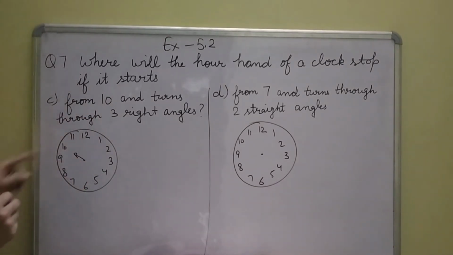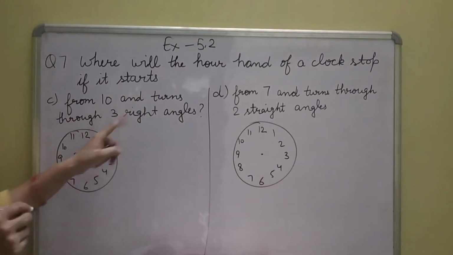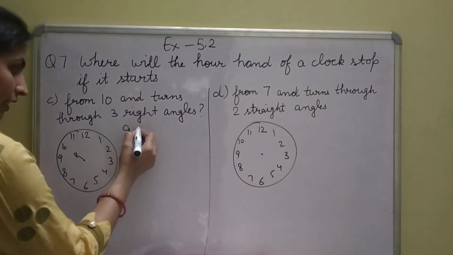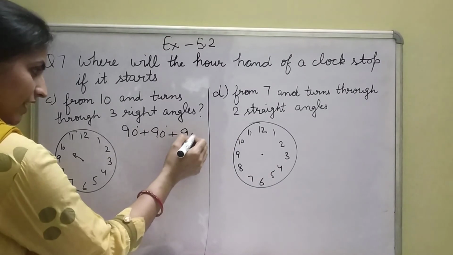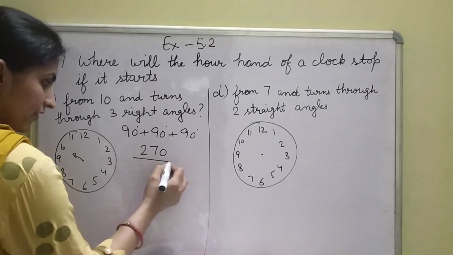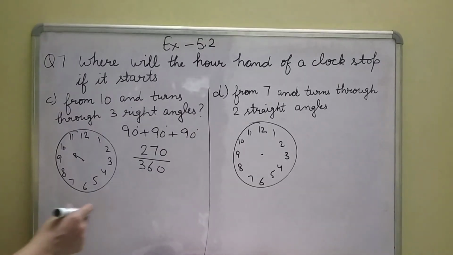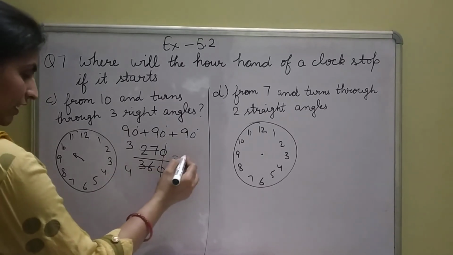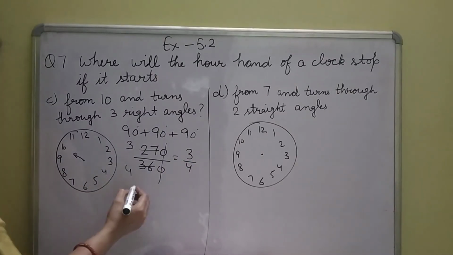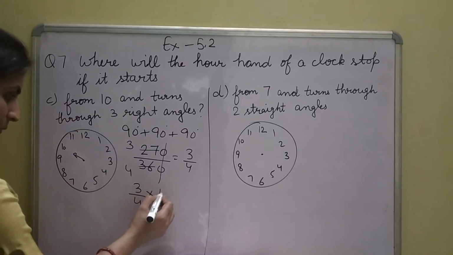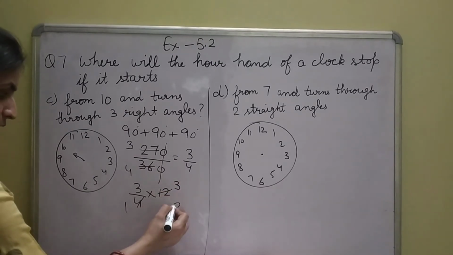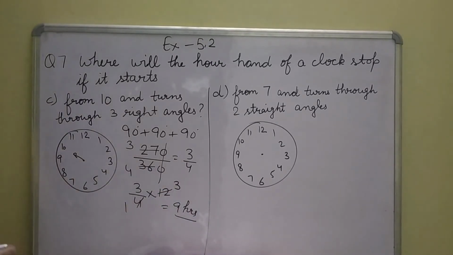Means we are on 10 and turn through 3 right angles. So we have to cover 3 right angles. So 3 right angles means 90 plus 90 plus 90, that is 270 degrees. Total is 360. So 0 to 0 cancel. 9 threes are 27, 9 fours are 36. So 3/4 of the revolution. And we are considering hours. So 12 hours we are having. 4 ones are 4, 4 threes are 12. So 3 threes are 9 hours we have to cover.